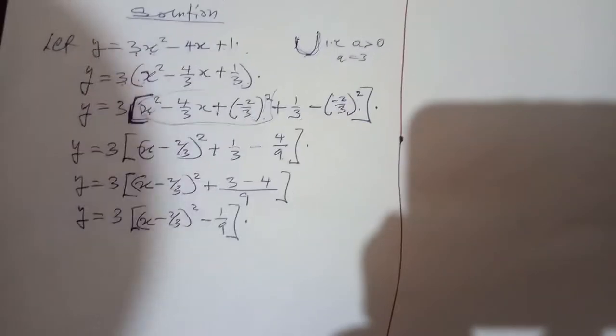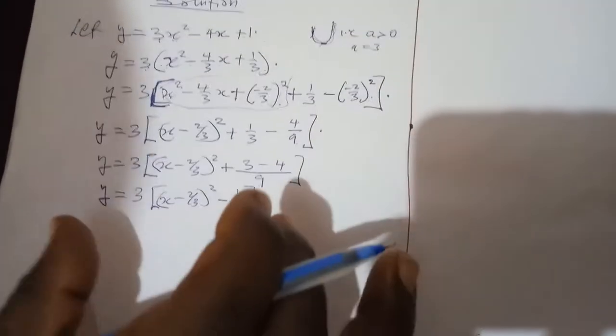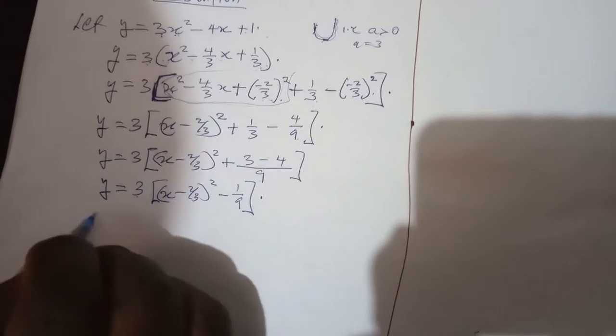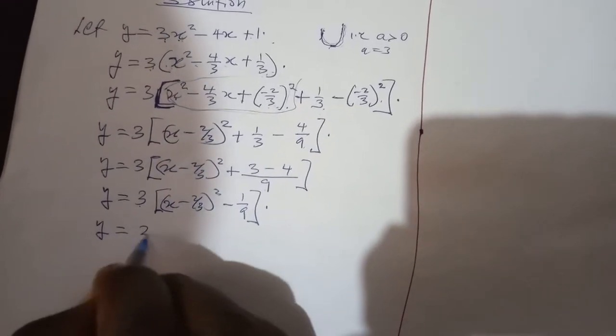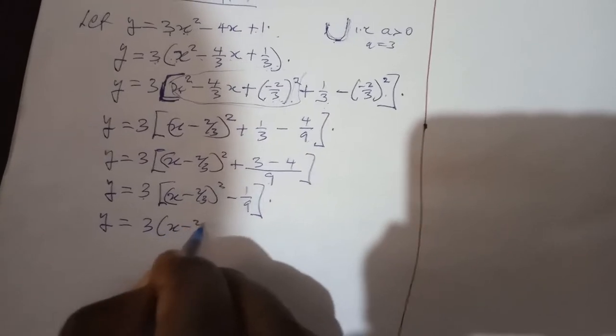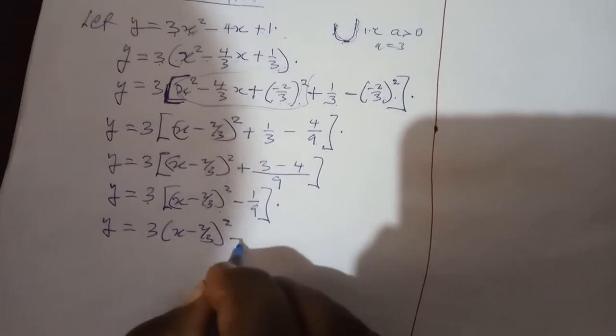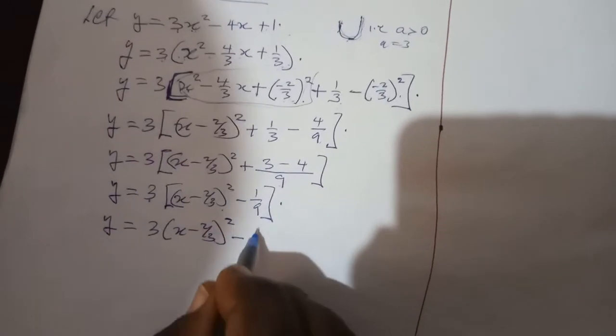This is the function. I've written the function in this form, so I can now take this 3 back into the bracket. So we can have y is equal to 3 bracket x minus 2 over 3. You multiply 3 by this whole thing, then minus multiply 3 by this, it's going to be 1 over 3. So this is the required form.